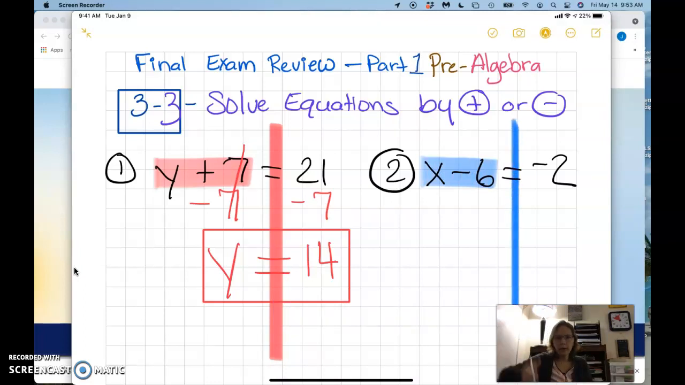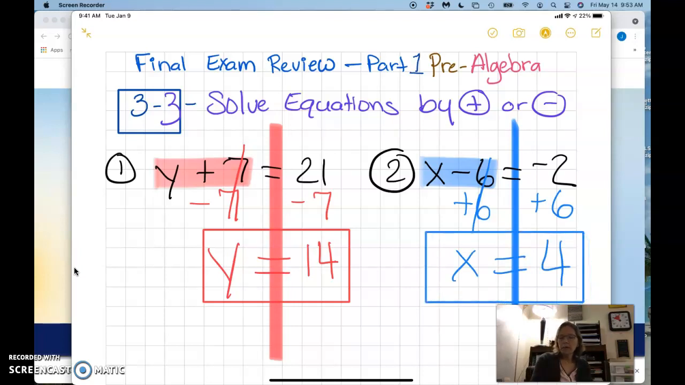Again, I'm going to look at what's happening to the variable, and I'm going to do the opposite. I'm drawing my great divide down my equal sign. And what is the opposite of minus 6? Plus 6. So whatever I do to one side, I do to the other. Yes, it is a positive 4. Good.